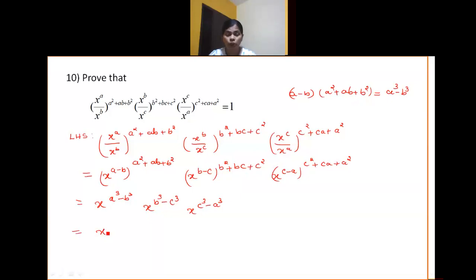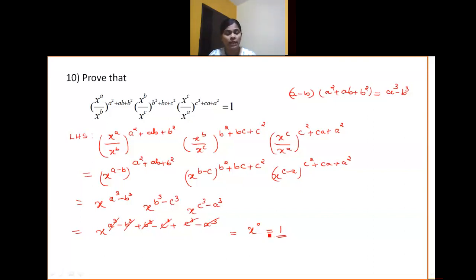Which is nothing but equal to repetition of the same base. So let me write it only once: x to the power a cube minus b cube plus b cube minus c cube plus c cube minus a cube. Now let me cancel the powers. A cube and minus a cube cancel. Minus b cube plus b cube cancel. Minus c cube and plus c cube cancel. Cancellation with respect to the addition and subtraction. So what remains is x to the power 0, which is nothing but equal to 1. This is the required answer.